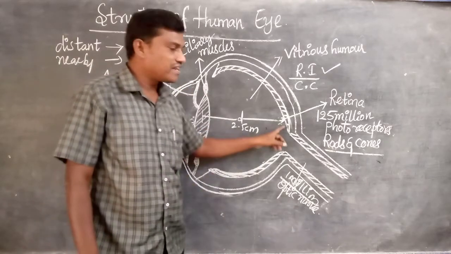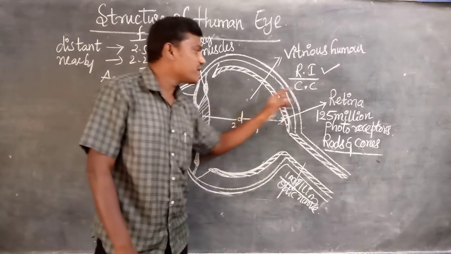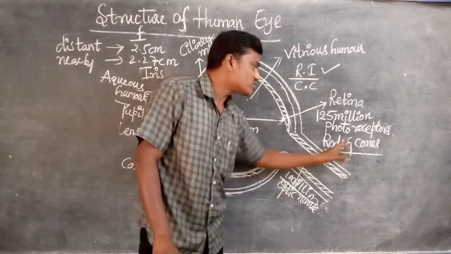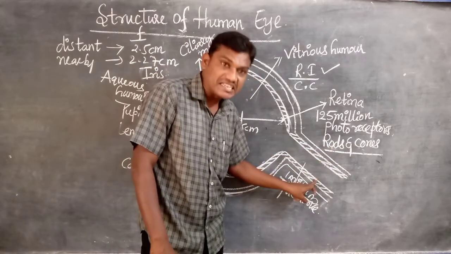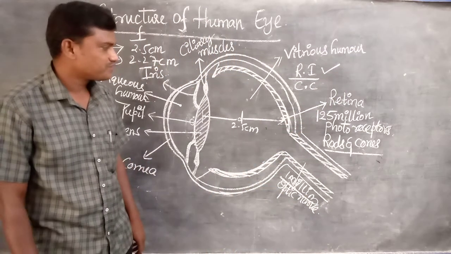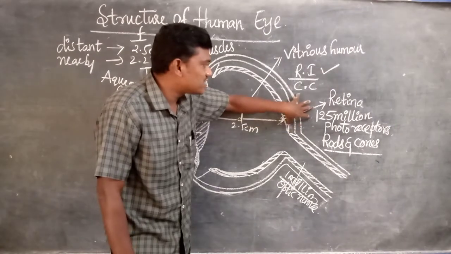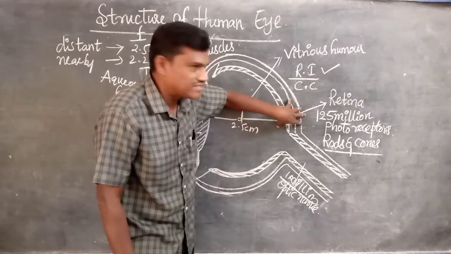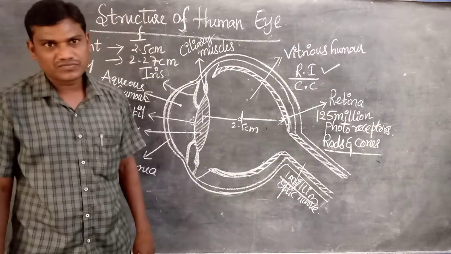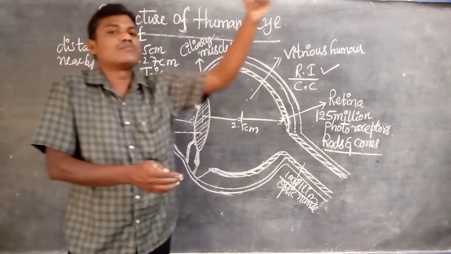Next one, retina. Retina acts as a screen in the human eye. It contains nearly 125 million photoreceptors called rods and cones. Rods identify the intensity of the light, and cones identify the color of the image or light. Then finally, the signals received by the retina after forming the image are sent to the brain through the 1 million optic nerves. These optic nerves convert the light signals into electric signals and send them to the brain.